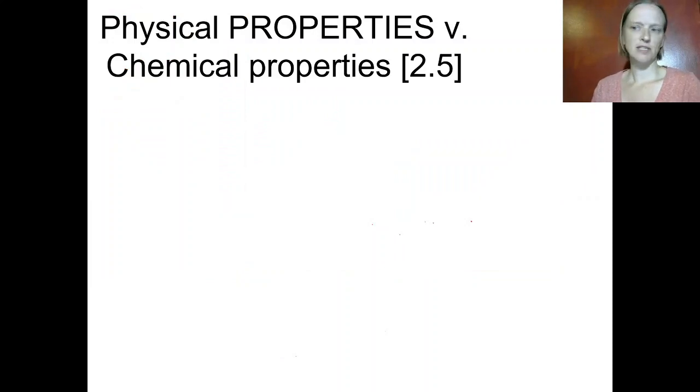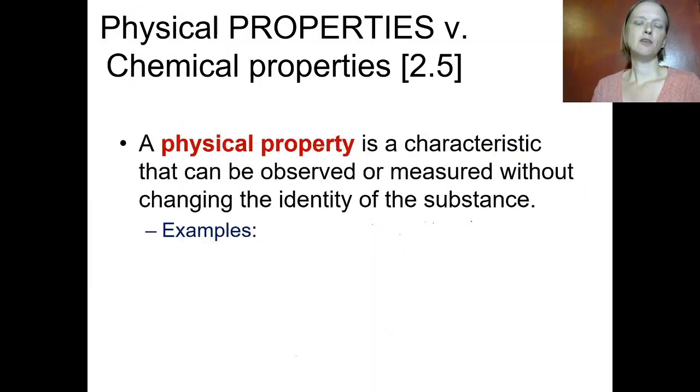Physical properties versus chemical properties. A physical property is a characteristic that can be observed or measured without changing the identity of the substance. For instance, boiling point. The boiling point of water is a physical property. Malleability, your ability to take a metal and hammer it into a sheet, is also a physical property.